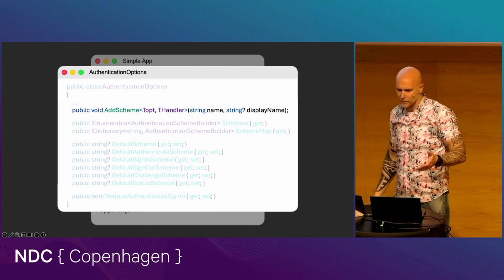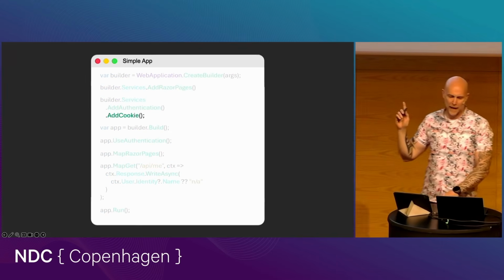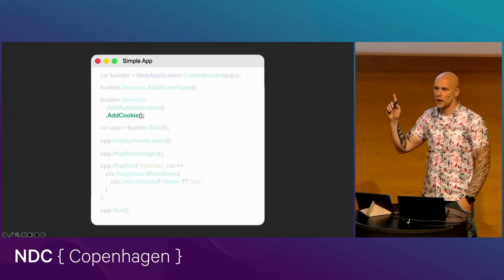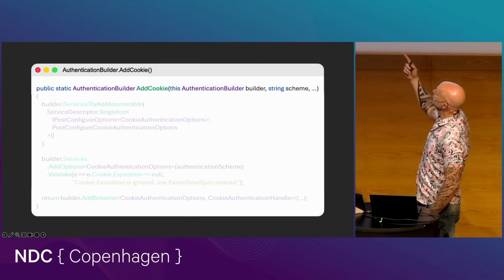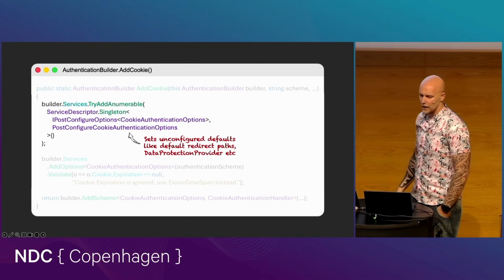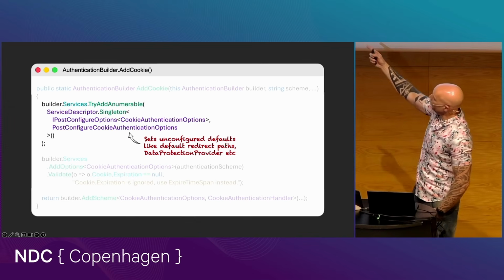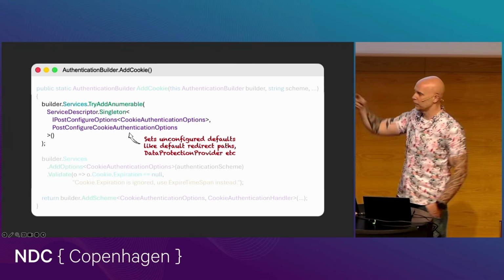Now, AddScheme is something that you've all used, you just don't know it. Because if we back up to AddCookie, and we're going to look at what AddCookie looks like, it looks like this. First of all, it's an extension method on AuthenticationBuilder. And the first thing it does is that it adds a callback on the cookie authentication options to set some post-configuration defaults.